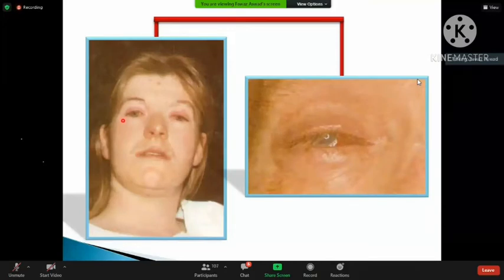And this patient may complain of frequent recurrent redness, and may have vision loss.